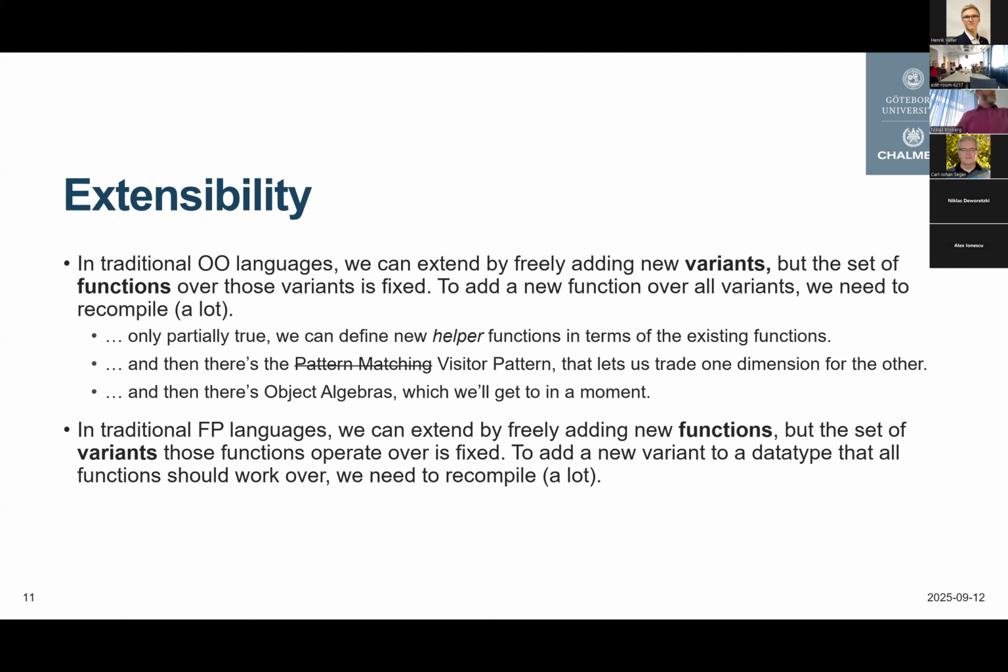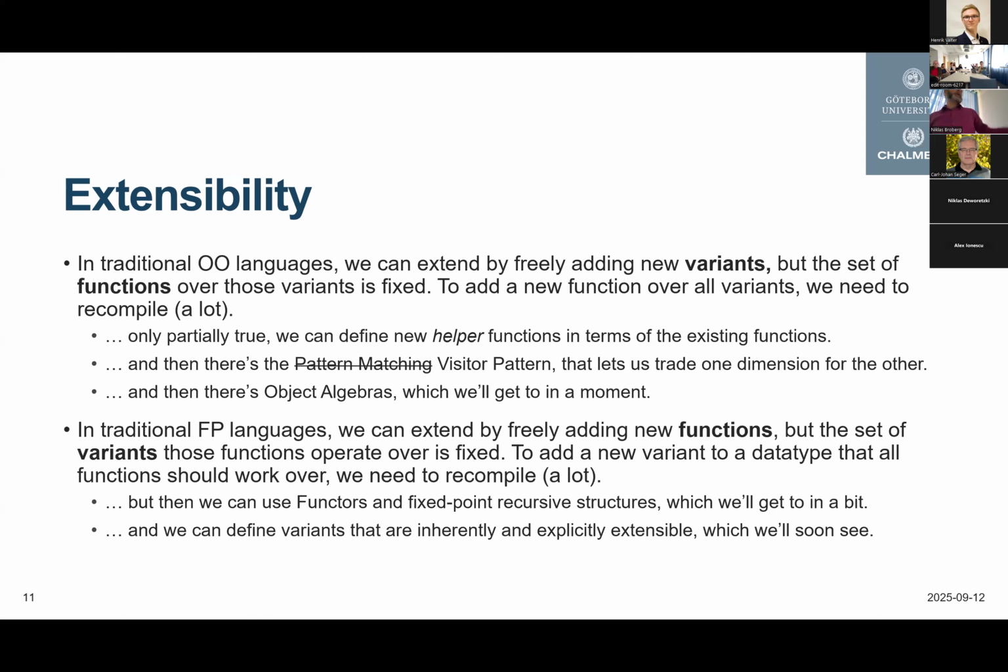And there are also object algebras, which is one of the things I'm going to get into today. And again, in functional programming languages, there are also proposed solutions or tricks and fixes that we can look at. Like we can use functors, fixed point recursive structures. We can define variants, data types that are inherently and explicitly extensible. And I'll get to all of these.